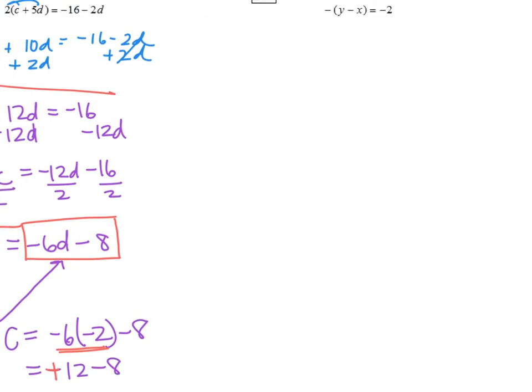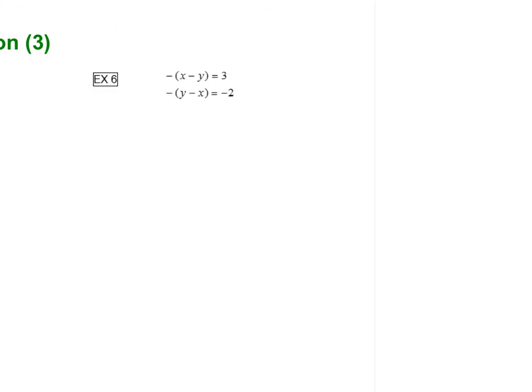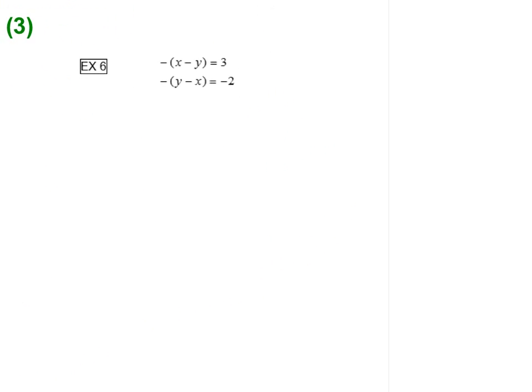All right. Where's our other example? There it is. All right, you think we need to do anything first on these? Yeah, let's take care of this negative in front of parentheses is like a negative 1. So we're going to distribute. Negative x, negative 1 times negative y is a positive y equals 3. Let's do the same thing on the next one. Negative y plus x equals negative 2.